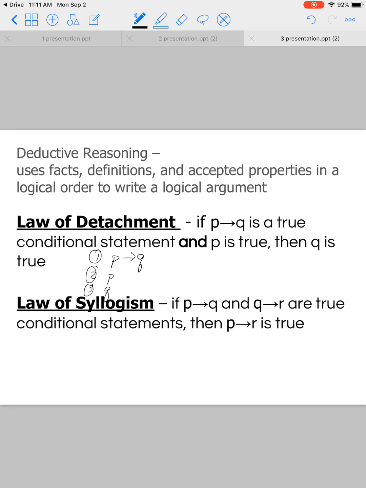Remember, the law of syllogism is a way of flowing through and kind of skipping over the middleman. So you're going to start out with an if-then statement. In your second if-then statement, it begins where the last one left off. And what we can do is skip over the middleman and create a new statement that starts at the very beginning and goes straight to the final conclusion.